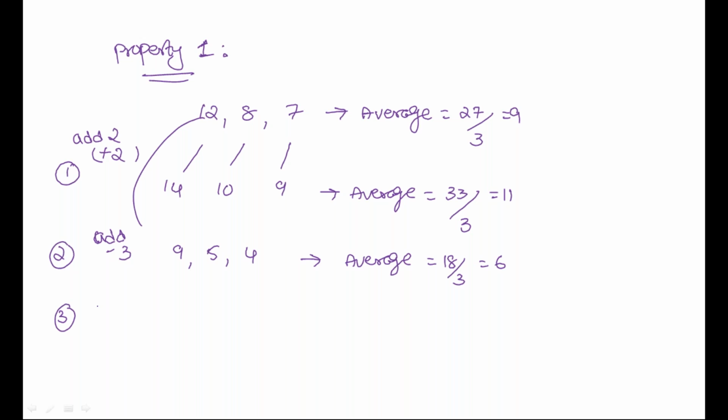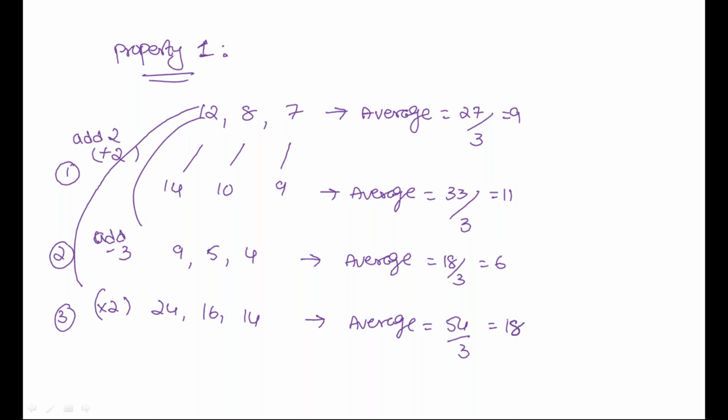And the third one, if I multiply by 2, we'll get 24, 16, and 14. Now, what is the average? If you perform the sum, we'll get 54, divided by 3 is nothing but 18. Now, guys, what is the important property?